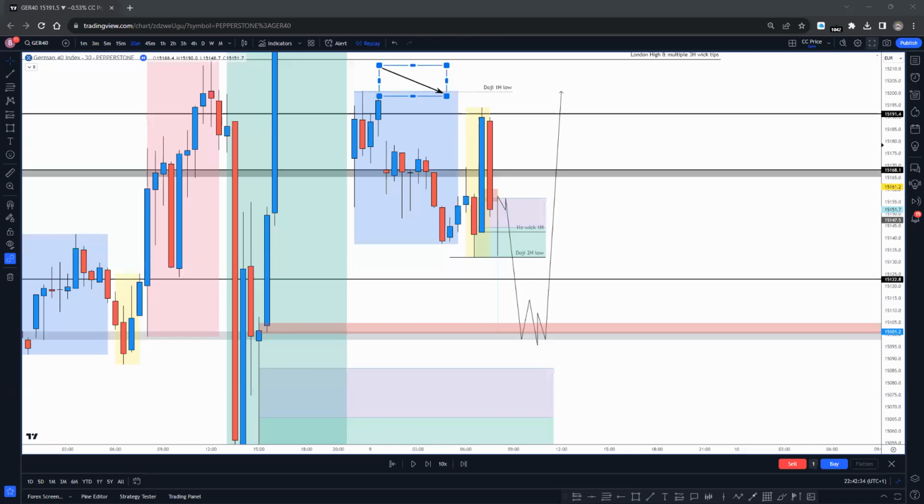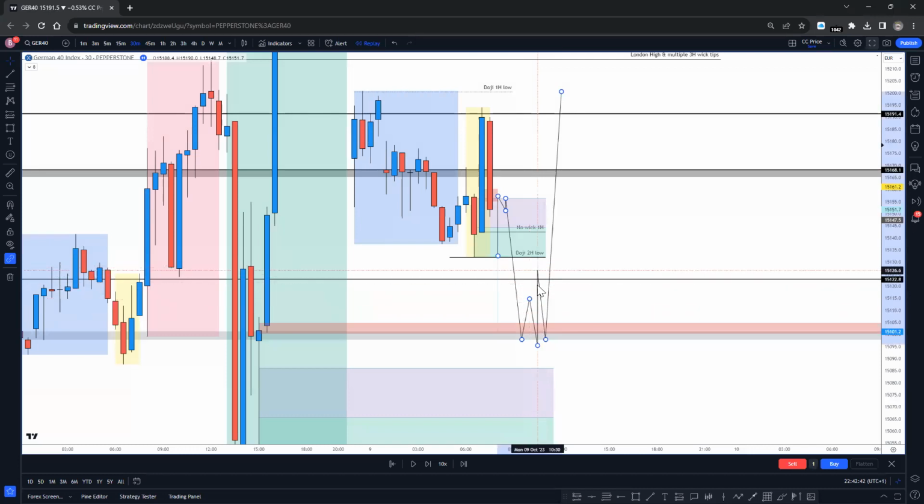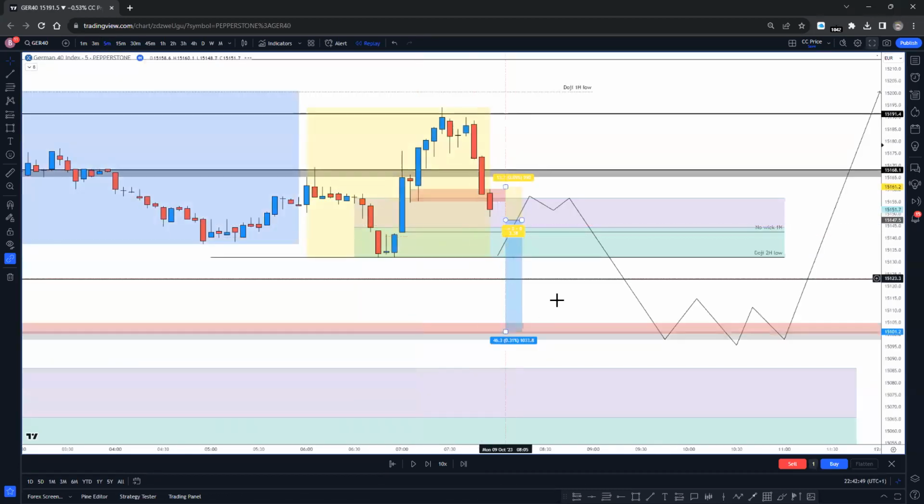So it's indeed what happened. This pathway is just almost perfect, as in I didn't anticipate how many bounces we would get like this, but basically this pathway was just absolutely perfect. So we'll go to the lower time frame, and this was the market opening.